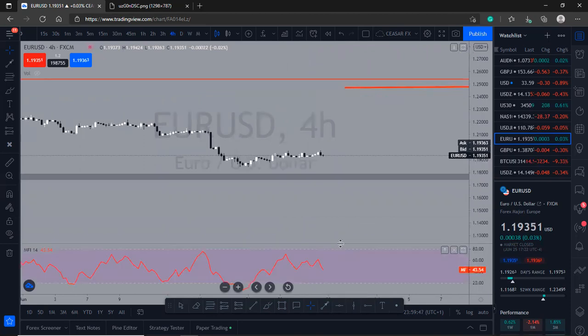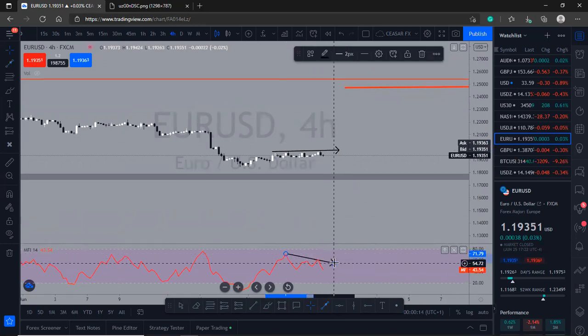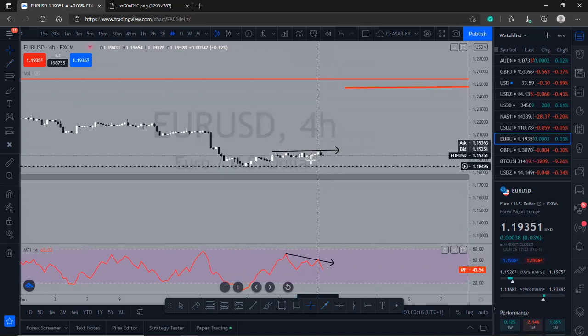And also you must check the divergence if you can. Very important. As you can see here, according to our divergence, the price is doing what? Is creating what? Is creating higher highs, and our indicator is creating what? This is the divergence. It shows that the price wants to go low.